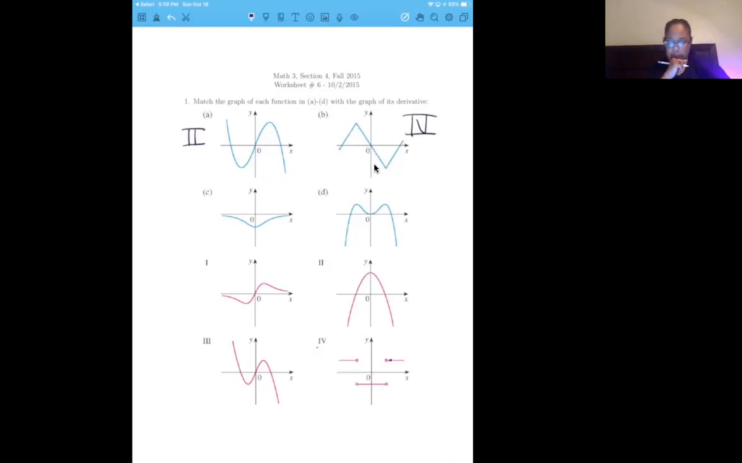Okay, let's take a look at C. I do have a horizontal tangent line at 0. That means it needs to go through the x-axis at the origin. It's decreasing from -infinity to 0.